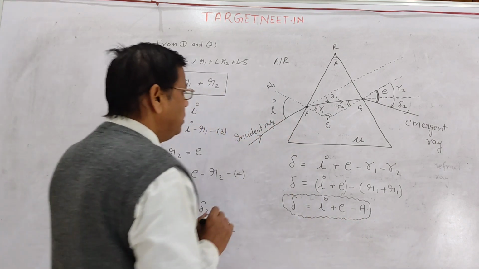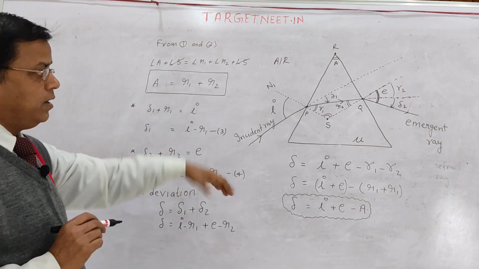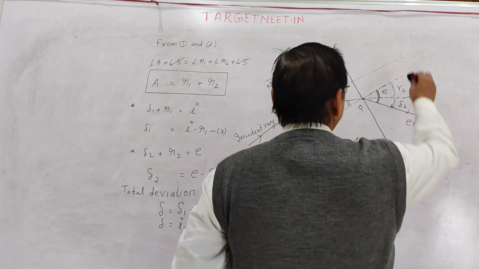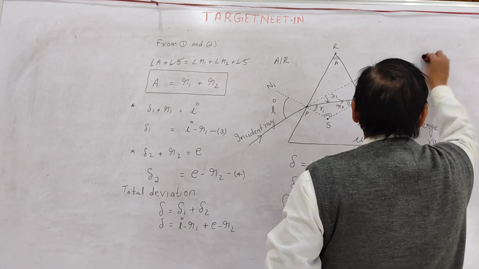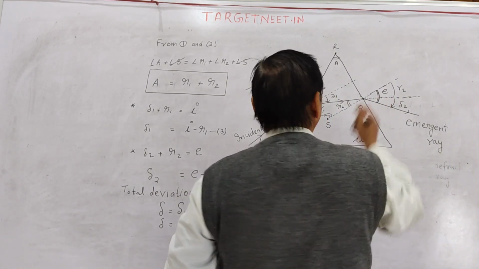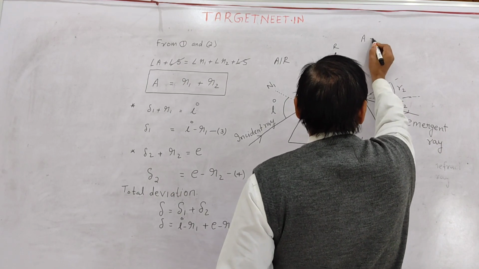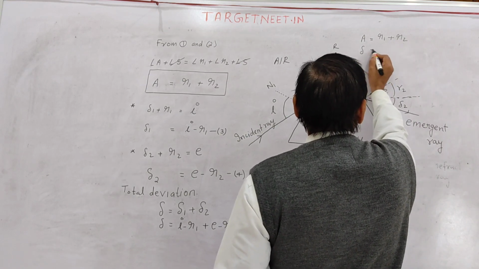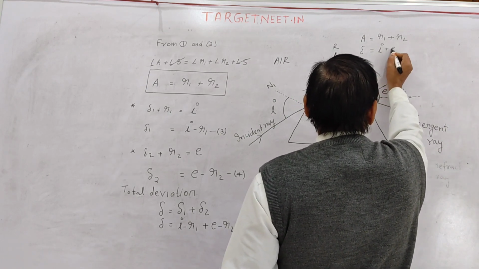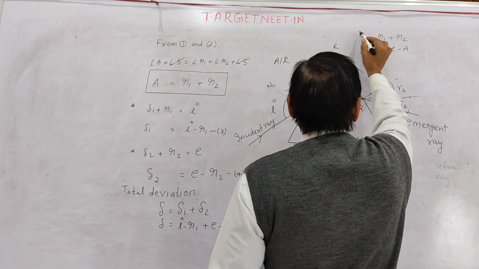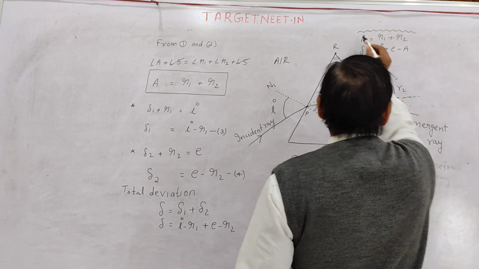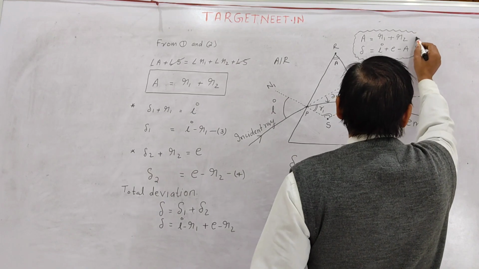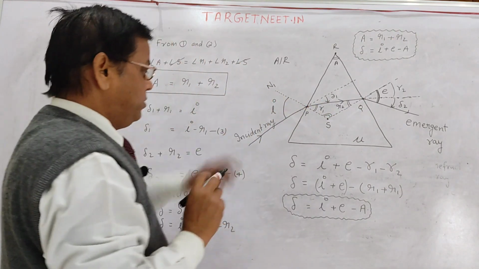So regarding the prism, I have derived two expressions, and both I derived by using simple geometry, no physics. So I am writing these two important formulas here. First important formula is A is equal to R1 plus R2, and second, total deviation is equal to I plus E minus A. So these are the two important formulas in the prism that we should always remember, and they are derived from the geometry of the prism.